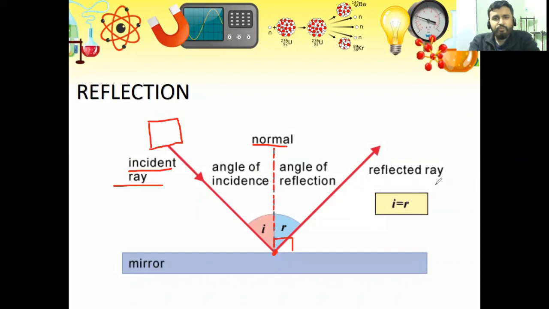Now most students make a mistake while measuring the angle of incidence. They usually measure this side of the angle, meaning the angle between the ray and the surface. You need to consider that the angle of incidence is always measured, like all angles, with respect to this normal line and not with respect to the surface. So for reflection, the angle of incidence is equal to the angle of reflection if it is a regular reflection.